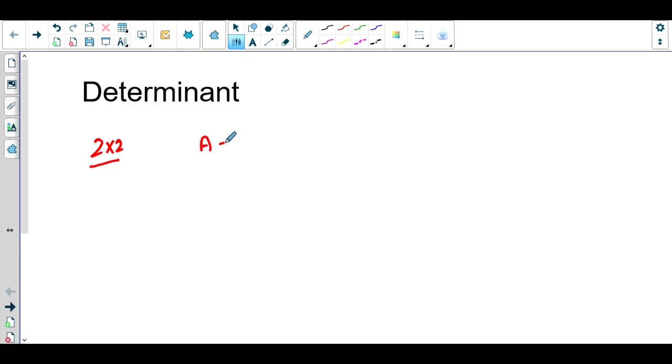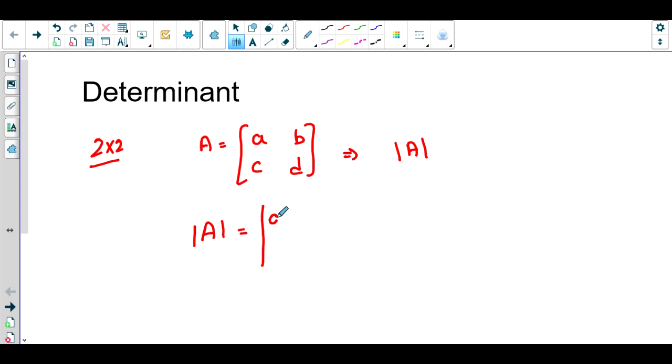Let's say we have a matrix A, which is A, B, C and D, and we want to find the determinant of this matrix. The notation used for determinant is like A and two vertical bars. Okay, this is the notation of determinant. It's also called mod, like A mod, A determinant. How to find it? For a 2 cross 2 matrix, first replace these square brackets with vertical bars. This is the determinant.